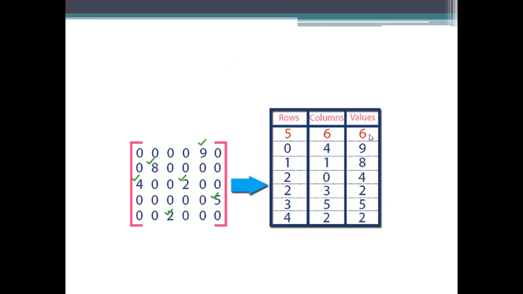We have a total of 6 non-zero elements here. So in the first row, we will store the count of the rows, the count of the columns, and the count of the non-zero elements to be processed. And from the 0th row, that is the value. From the first row, we consider reading the values, and we need to represent these values here. So the first step is to read the values from the first row.